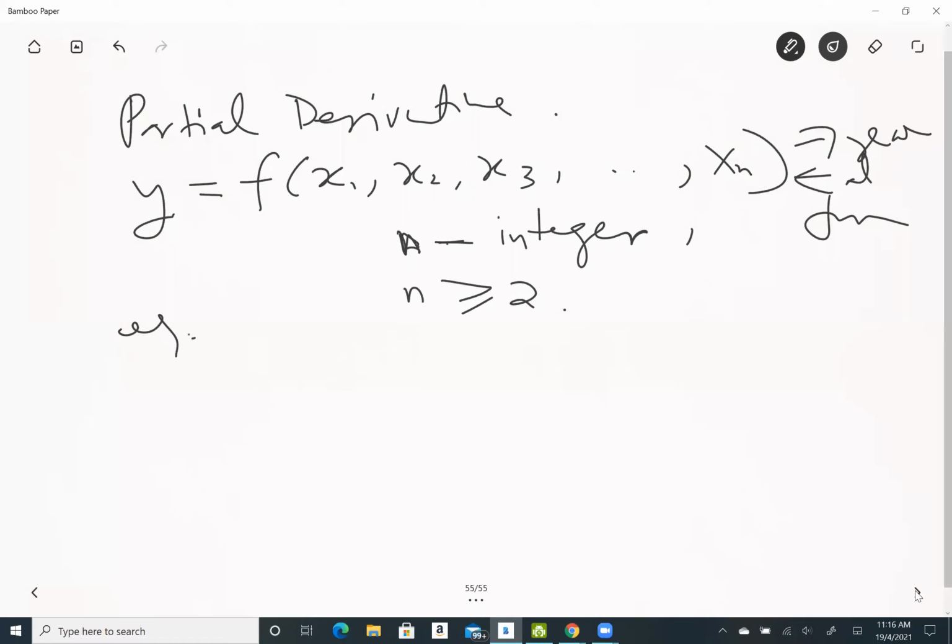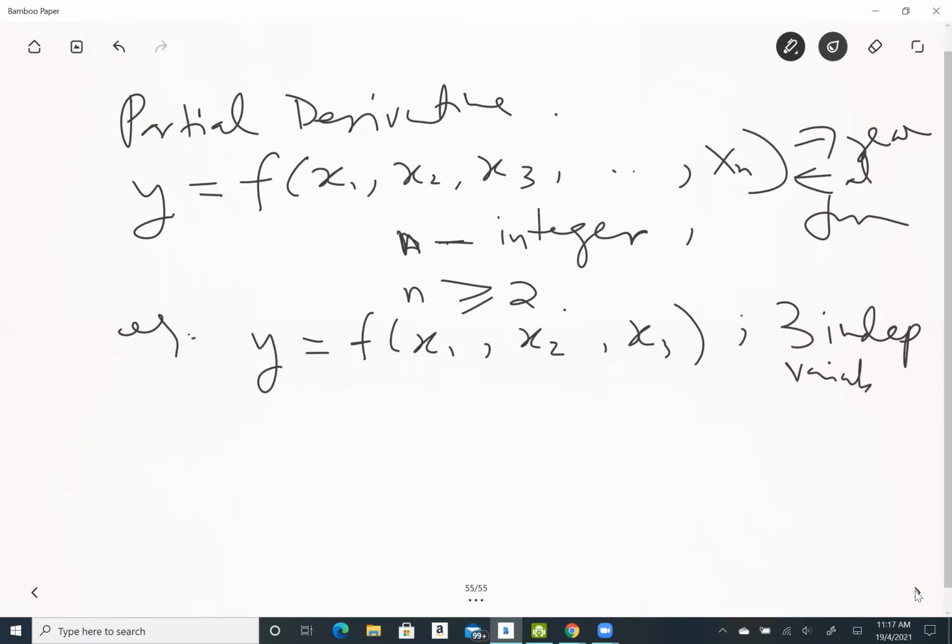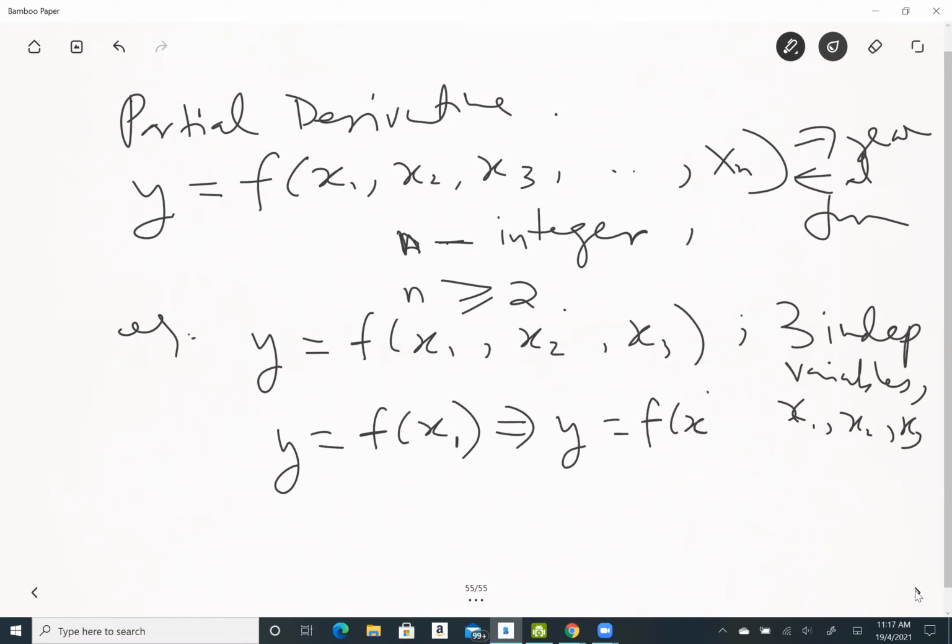So for example, you have y equal to f of x1, x2, x3. So here you have three independent variables, which are x1, x2, x3. Okay, and of course, one dependent variable. The one that we already know is y equal to f of x1. If there is only one independent variable, we just write y as a function of x. So here, you have more than one independent variable, so to do the derivative, you do the partial derivative.